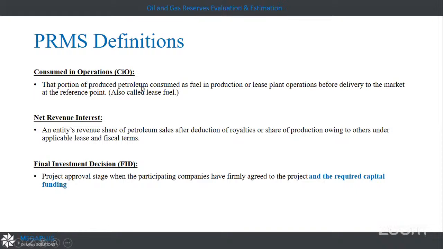For CIO, when you read CIO, we mean consumed in operations. You know that we are dealing with production, but we have to consume some of this production as fuel for the platform or as fuel for the gas turbines that operate the field. So the final reserves will be the sales gas or the sales oil, after we subtract the consumed from the production.